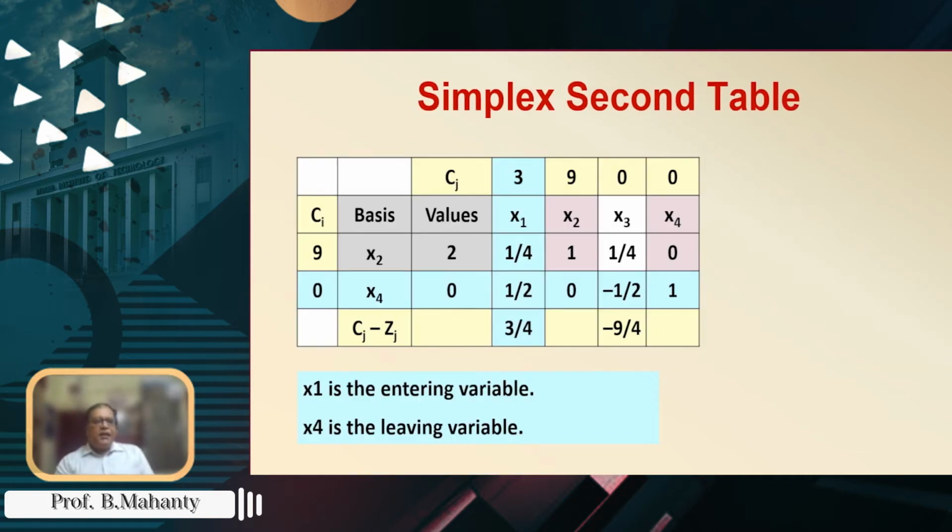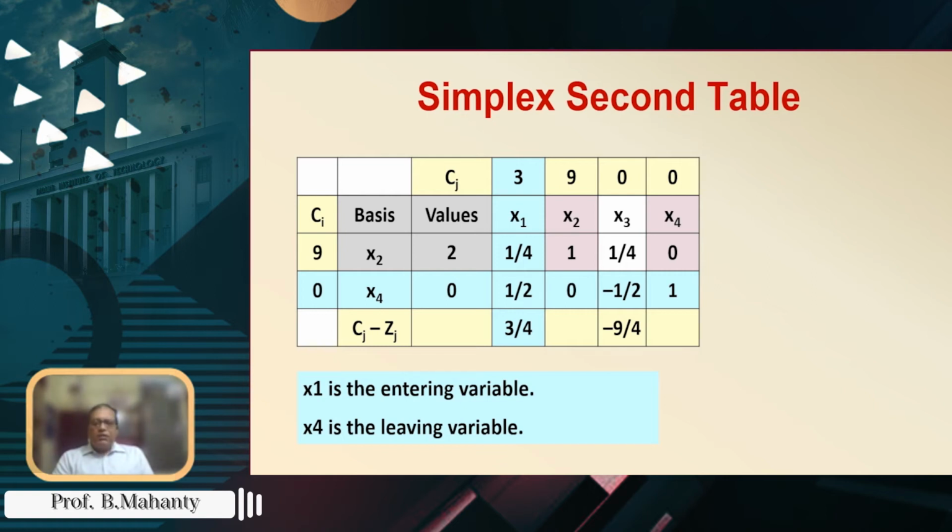Now, this is the second table. So which variable enters? Now x1 enters because it has a positive Cj minus Zj. Which variable leaves? x4, because after all, there is a 0 entry. So this is the bottleneck resource because there are no resources available. So x4 leaves, x1 enters. So what are the new basic variables? x1 and x2 in the next table. In the simplex third table, x1 and x2 would be our basic variables.